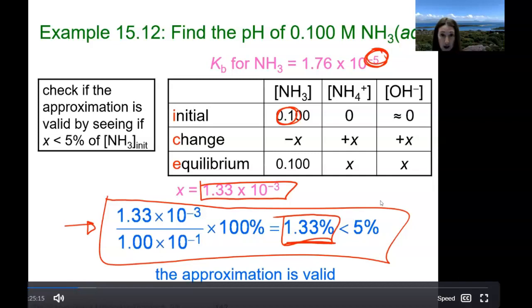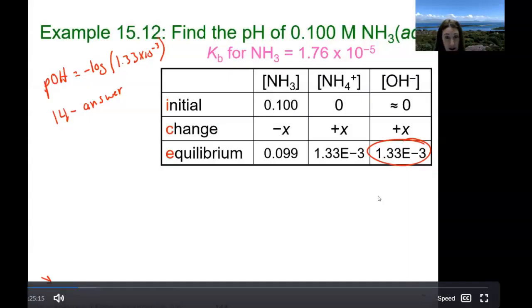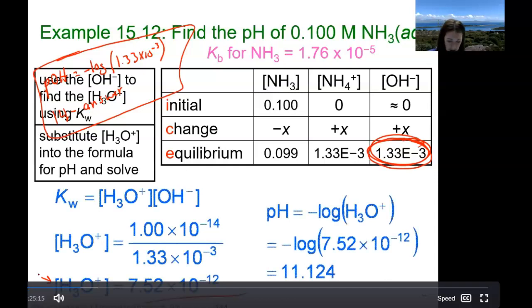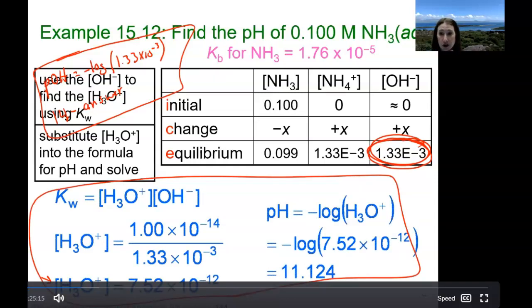Now we can find our pH. When we find our pH, you can either use pOH or use KW. I do not care what you do as long as I see you do one or the other. What I don't want is to see this and then your answer. I want to see this work, or I want to see this work. I don't care which way you choose, but one of them needs to occur. Okay, any questions on this one before we move on? We're good? All right, let's try another one.